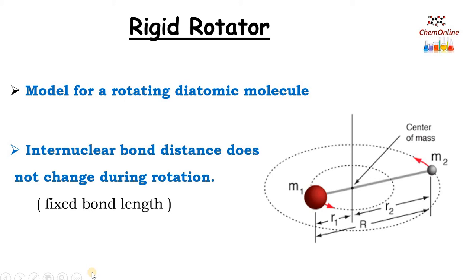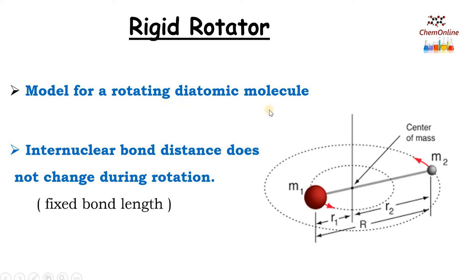To develop a description of the rotational states, we will consider the molecule to be a rigid object. Rigid object means the bond lengths are fixed and the molecule cannot vibrate. This model for rotation is called a rigid rotator model, or rigid rotor. So it's a model for a rotating diatomic molecule.